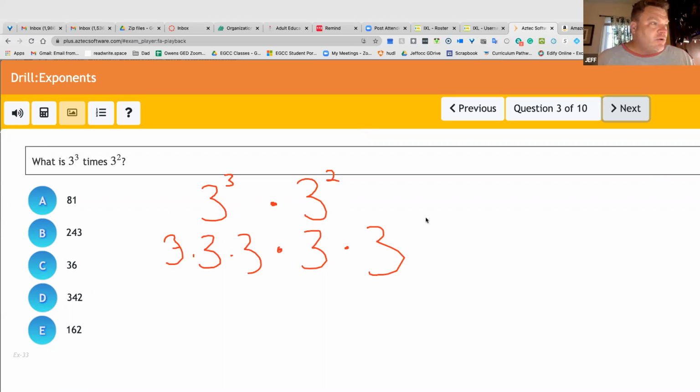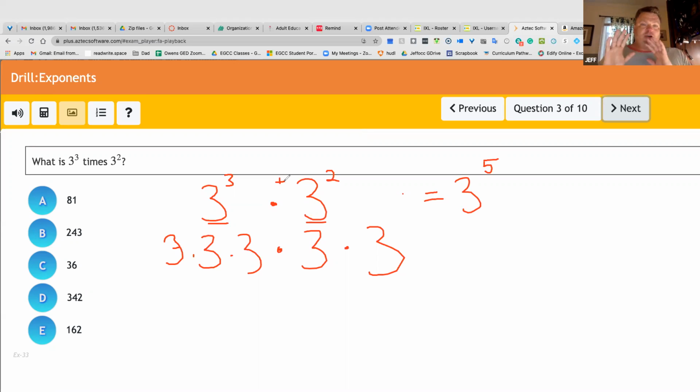there's one thing to note. This turns into 3 times 3 times 3 times 3 times 3, which is 3 to the 5th power. And this is our first exponent rule. If the base is the same and the big numbers multiply, the top numbers add.